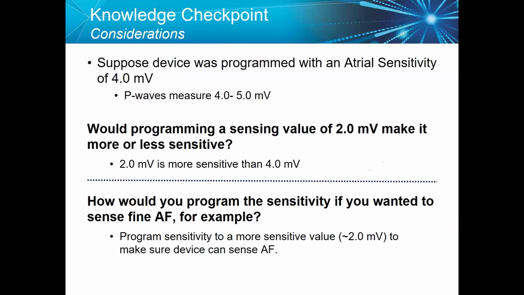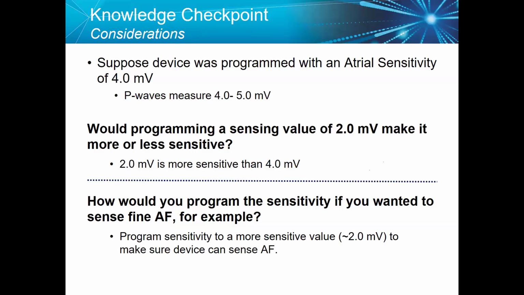Suppose the device was programmed with a sensitivity of 4 millivolt and the P wave measures 4 to 5 millivolt. Would programming a sensing value of 2 millivolt make it more or less sensitive? It is more sensitive if we make the sensing value 2. How would you program the sensitivity if you wanted to sense fine AF, for example? Program the sensitivity to a more sensitive value, less than 2 millivolt, maybe 0.5 millivolt, to make sure the device senses AF.